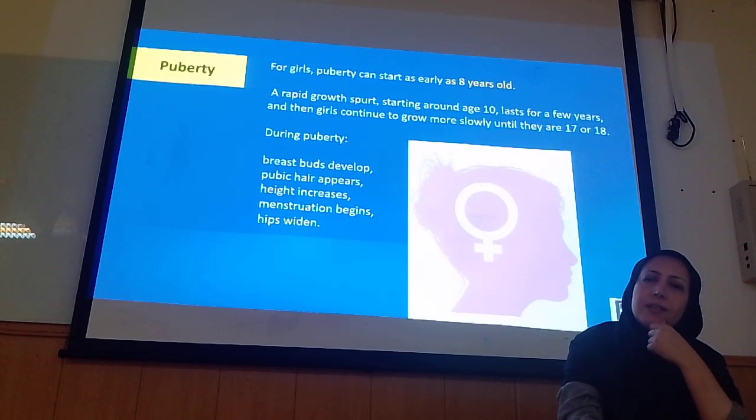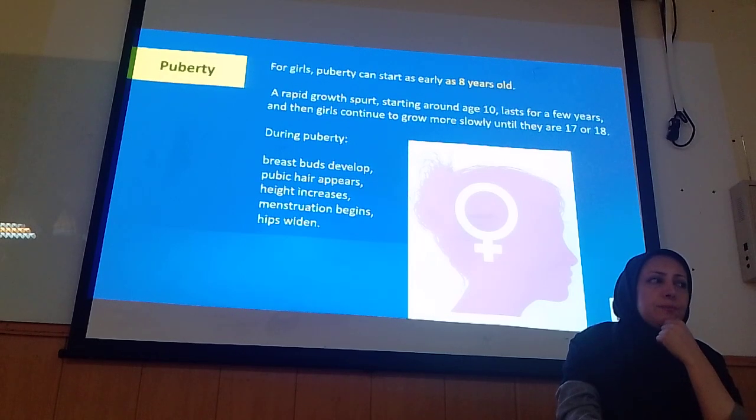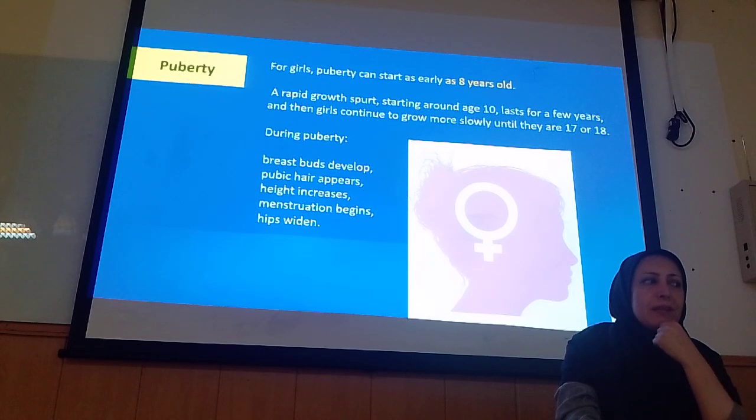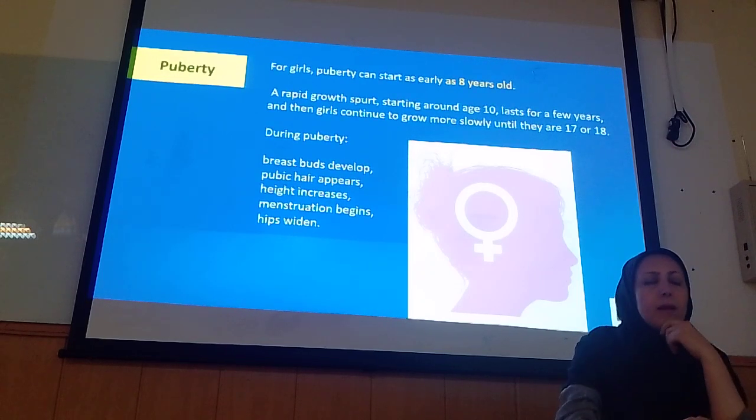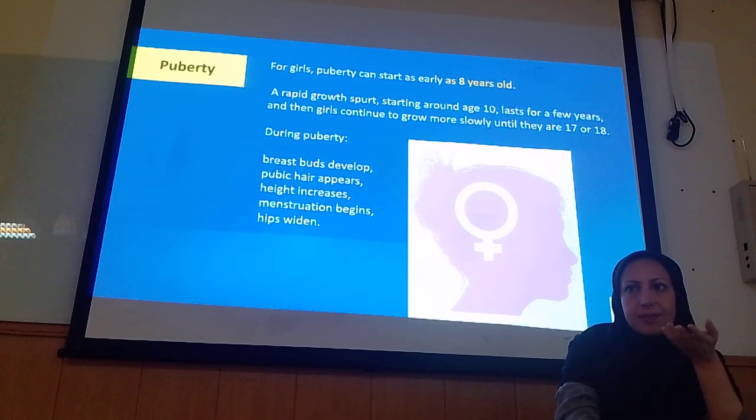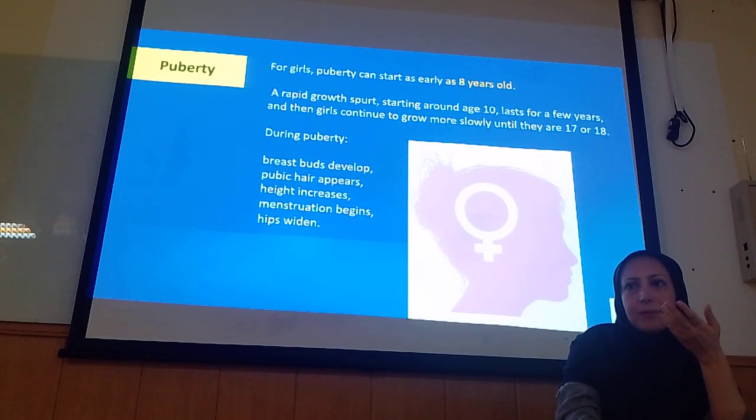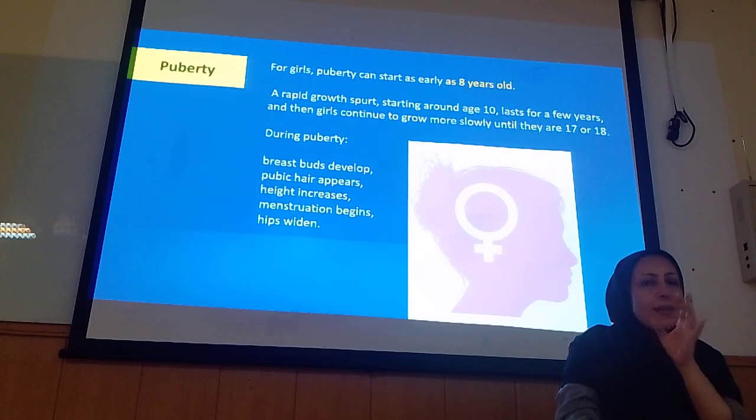All the changes that it makes are signs of puberty in women. It makes them ready for pregnancy and menstruation and so on.